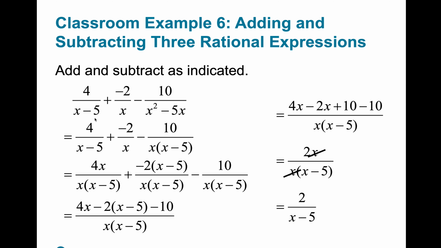So if you notice, this is an x minus 5. The least common denominator is going to come from here. If I factor an x out of this expression, I get x times x minus 5. Here I have an x minus 5, so I multiply by x over x. Here in the second one, I have an x, so I multiply by an x minus 5 over an x minus 5. Here, I already have x times x minus 5, so I don't multiply by anything.